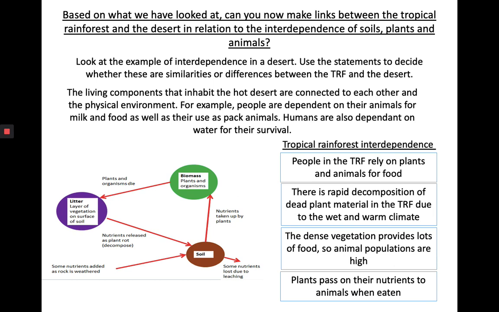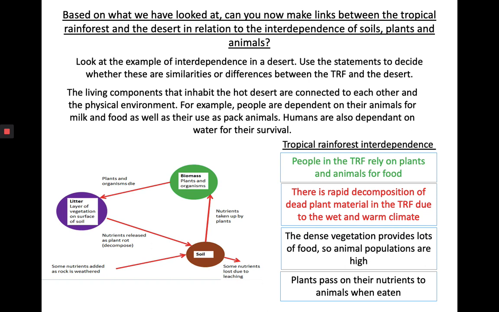Okay. So the top one said, people in the tropical rainforest rely on plants and animals for food. And that is a similarity. Just like the tropical rainforest, in the desert, people rely on plants and animals for food. Next one, there is a rapid decomposition of dead plant material in the tropical rainforest due to the wet and warm climate. Now that's a difference because there is not a lot of decomposition in the desert. You've got a lot of rapid decomposition in the tropical rainforest. It's wet, and you've got lots of fungi that decompose those nutrients and provide nutrients for the soil.